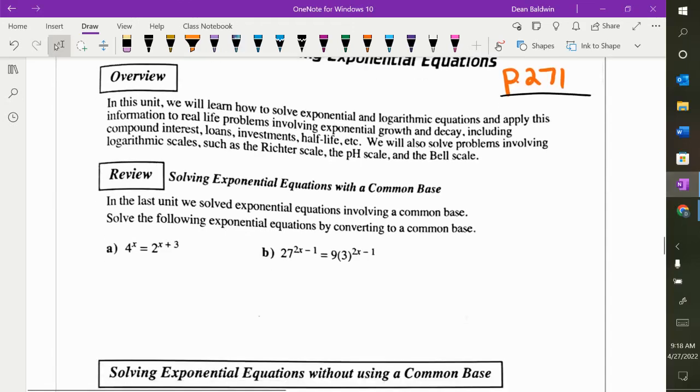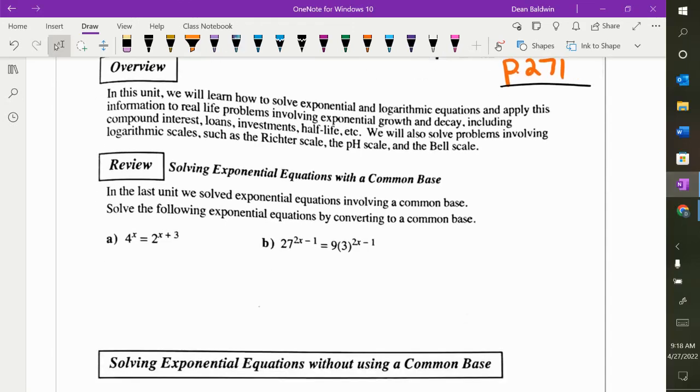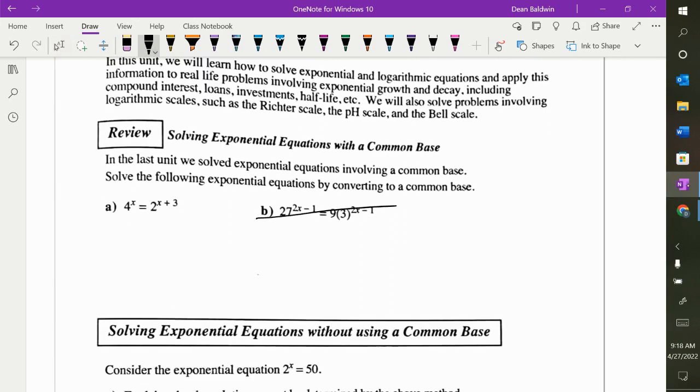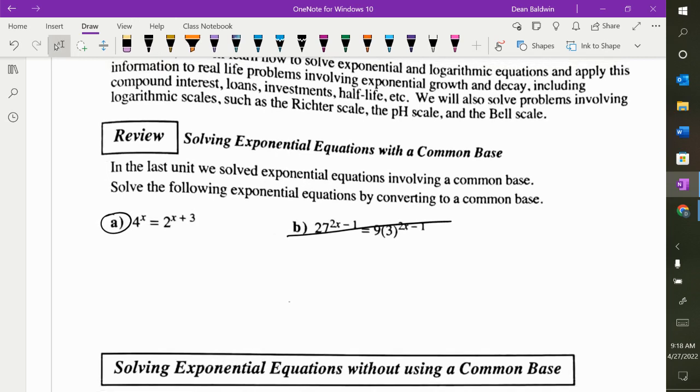On page 271. We're not going to do both of these because we just did one at the beginning of class. But if I asked you to solve A here, I said solve for x. These are exponential functions because they have variables in the exponent. How would you solve for x? What's your first step?